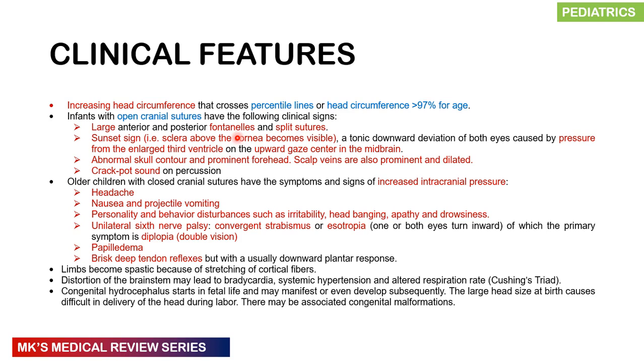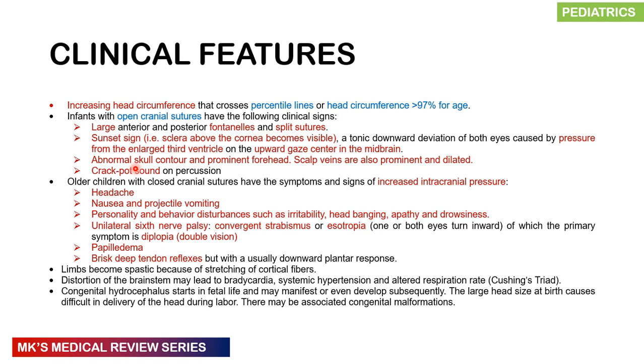So here the sclera above the cornea becomes visible, and this is only because you have an increase in the pressure in the CNS, and the third ventricle is enlarged, and this third ventricle can sometimes compress on the upward gazing centers which you find in the midbrain. Once it compresses on the upward gaze centers in the midbrain, both eyes are going to be deviated downwards, as if the sun is setting. Then you may have an abnormal skull contour, a prominent forehead, scalp veins which become prominent and dilated, and a cracked-pot sound on percussion.